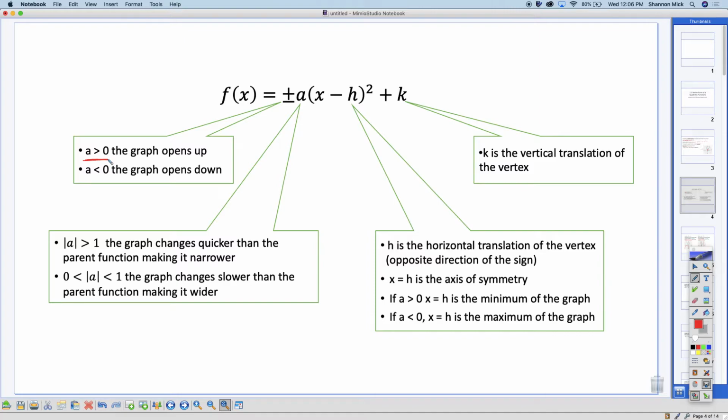If A is less than 0, meaning it is negative, it opens down. We've discussed this already, right? Now, if the absolute value of A is greater than 1, the graph changes quicker than the parent function, making it narrower. If the absolute value of A is between 0 and 1, the graph changes slower than the parent function, making it wider.